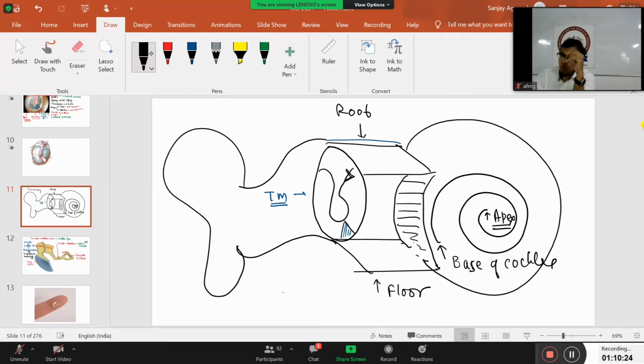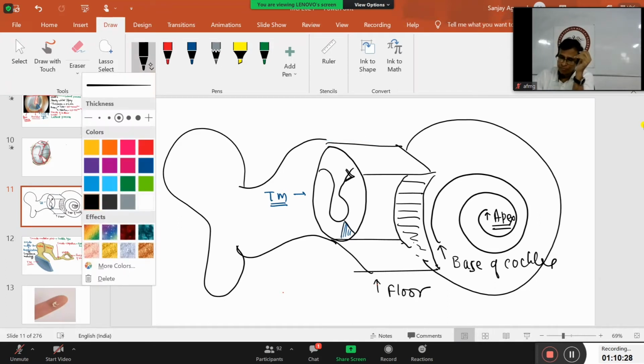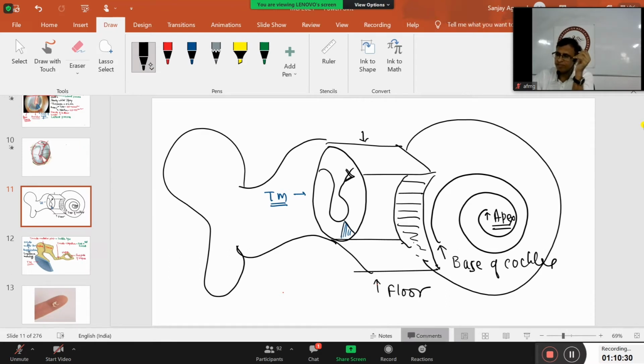Then roof. Roof has a name. What is the name of the roof of the ear? This is a very popular MCQ. It's called tegmen tympani. Now this is a very important MCQ. Remember this. Very, very popular question. Tegmen tympani is the name of the roof of the ear.